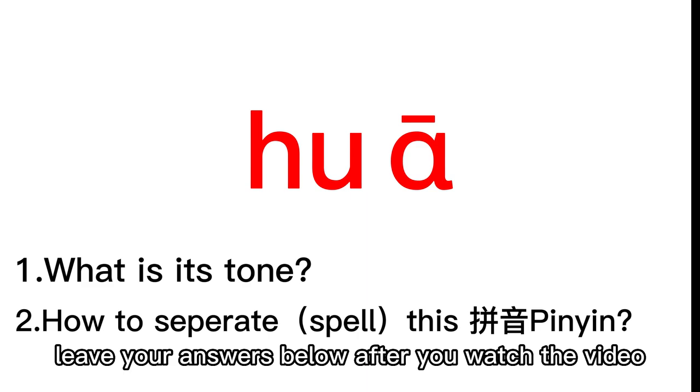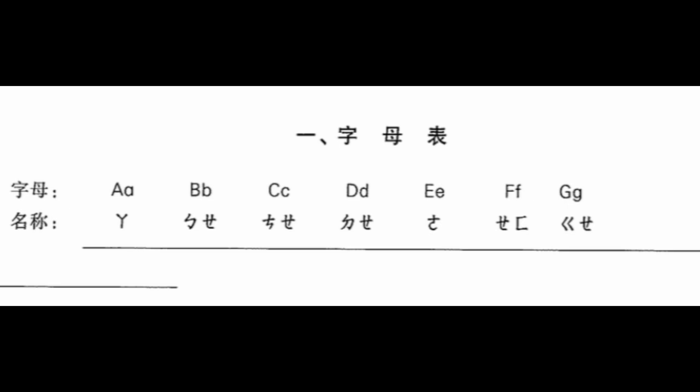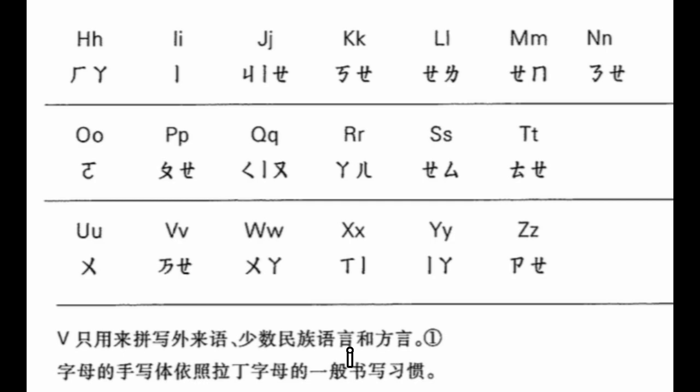Now let me help you read pinyin letters. A, bo, ci, de, e, fo, ge, he, yi, ji, ke, l, m, n, w, p, q, r, s, t, u, v, u, x, i, z.